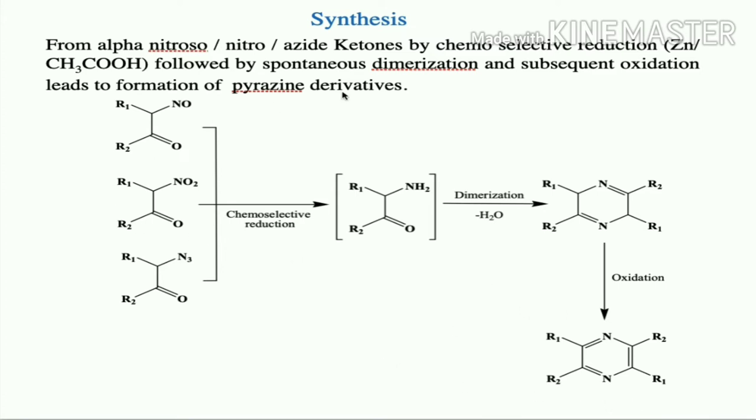So this is an important method of preparation of pyrazine, that is from alpha nitroso, nitro, or azido ketone by chemoselective reduction followed by spontaneous dimerization and subsequent oxidation, which leads to formation of the pyrazine derivative.